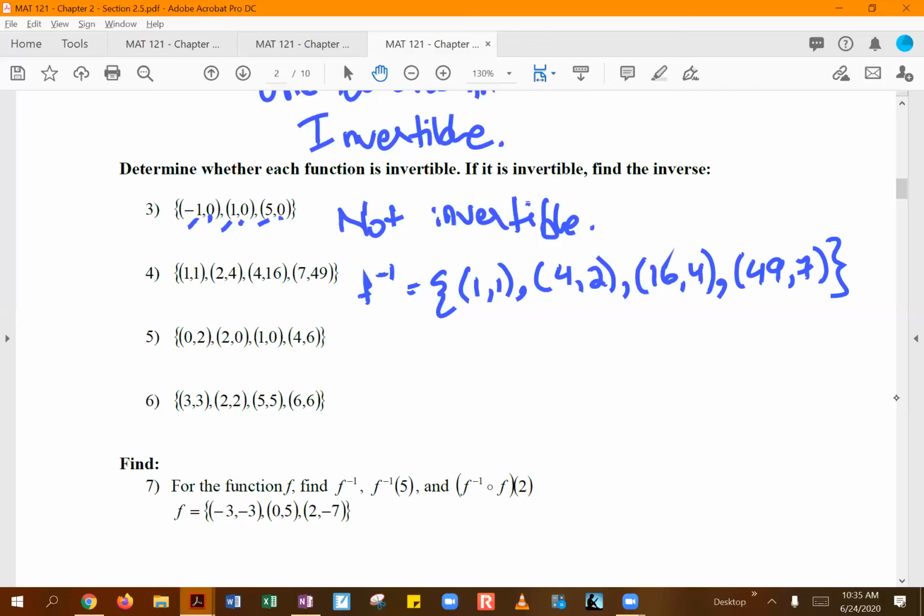So what will be our conclusion for number 5? Is it invertible or not invertible? No, because again, right here in the middle, I can see I have the same y value for 0, 0, but then I have different x values, 2 and 1. So of course, number 5 is not invertible. Alrighty, very good.